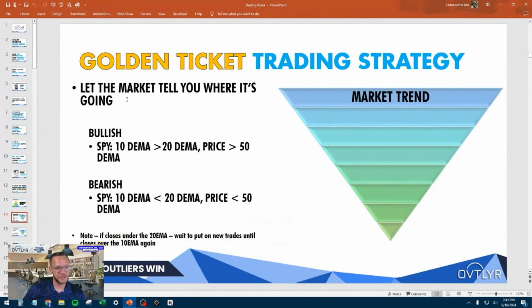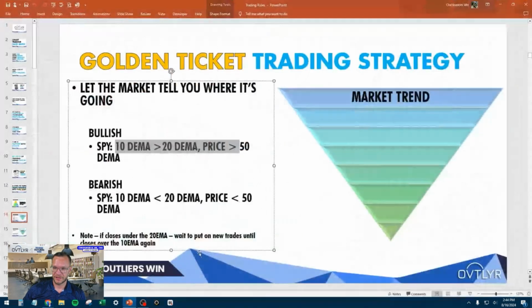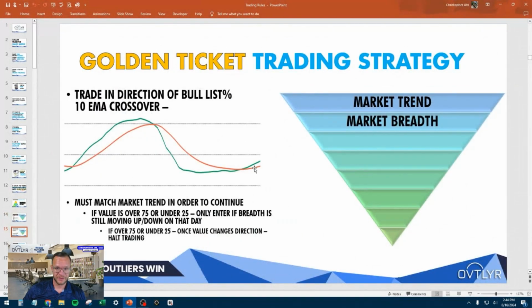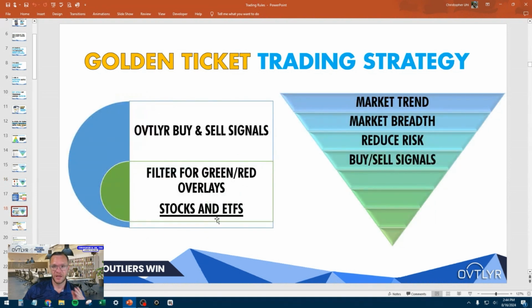Now, let the market tell you where it's going. A lot of you haven't seen this because I haven't traded in the last month, but I want to let the market tell me where it's going with the 10 over the 20 with price over the 50 on the S&P 500. The 10 is crossed over the 20 at this point. The price is over the 50 at this point. This is bullish. Now, market breadth is not quite there. It's ultra close, but it's not right there. So I won't be trading. The next step would be to take off any existing trades if I had them.